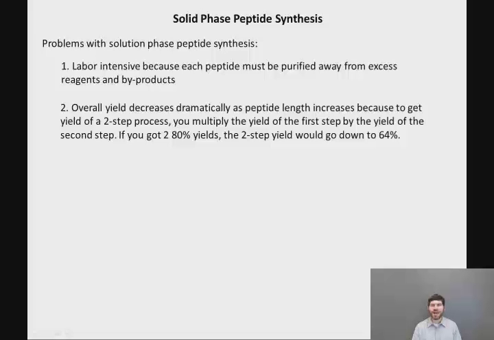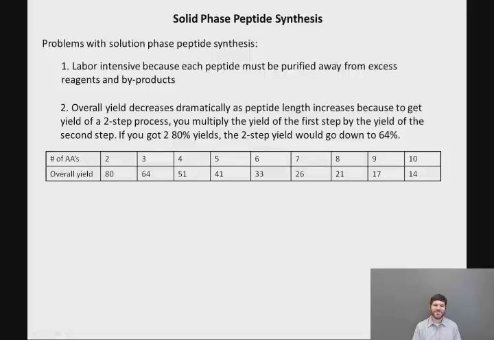Secondly, from a less practical perspective in terms of labor, but a more practical perspective in terms of materials, the overall yield of the process decreases dramatically as the peptide length increases. And the reason for that is that the overall yield of a two-step process is equal to the product of the yields of each step. So if you do a two-step synthesis and get an 80% yield out of each step, the overall yield for the two-step process would be 64%, 0.8 times 0.8.